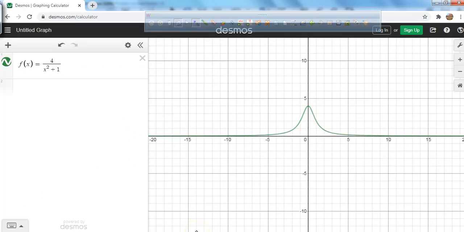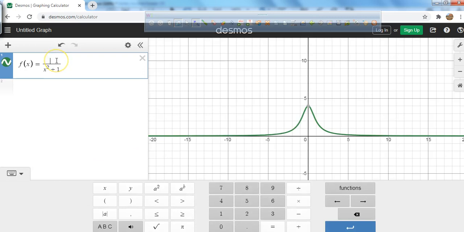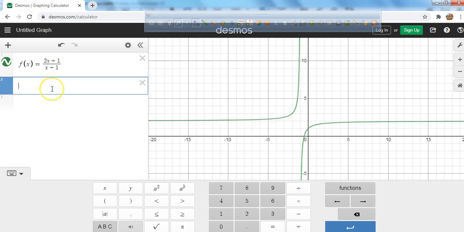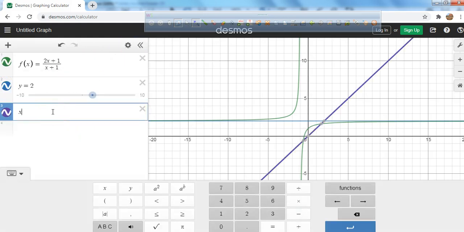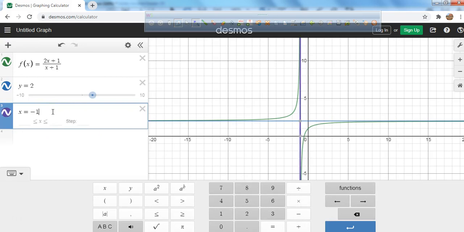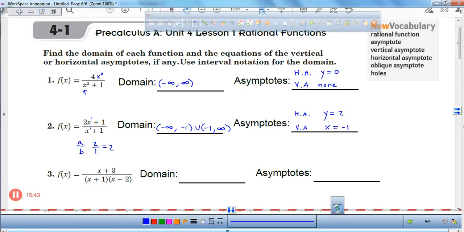All right, let's go ahead and type it into Desmos, show you what it looks like. There we go. Now I told you there was a horizontal asymptote at y equals 2. There it is. I'll change the color so you can see the difference. There we go. And I said there's a vertical asymptote at x equals negative 1. There we go. All right, so that you can see that it goes from negative infinity to negative 1, and then from negative 1 to positive infinity, and that's why we write it like this.